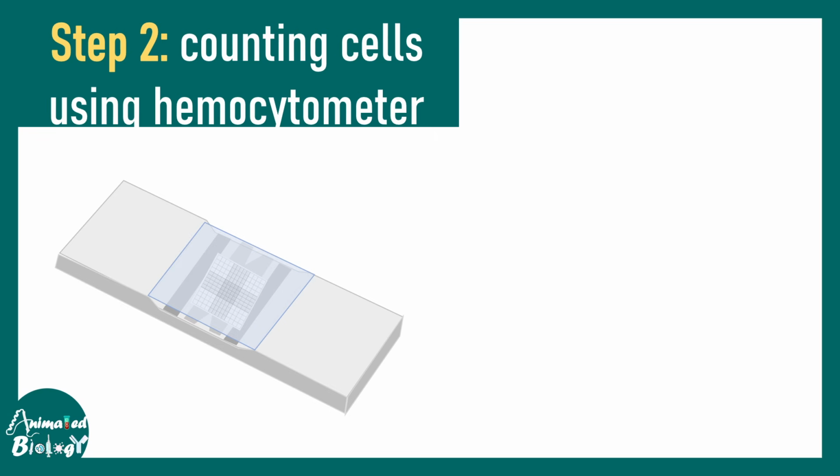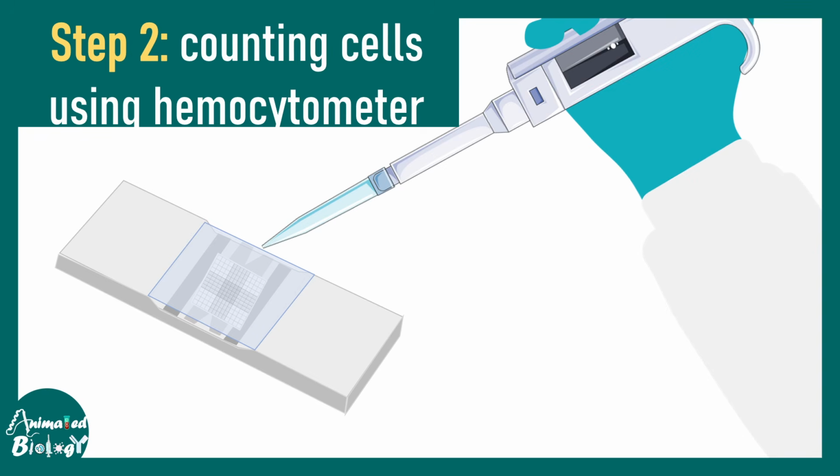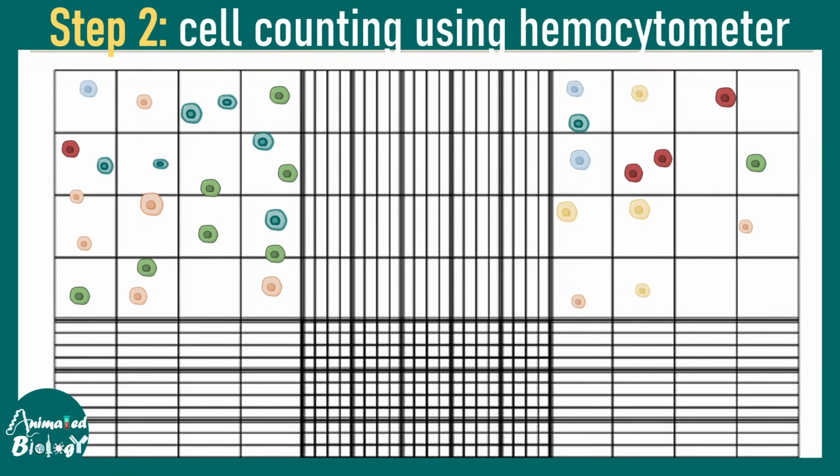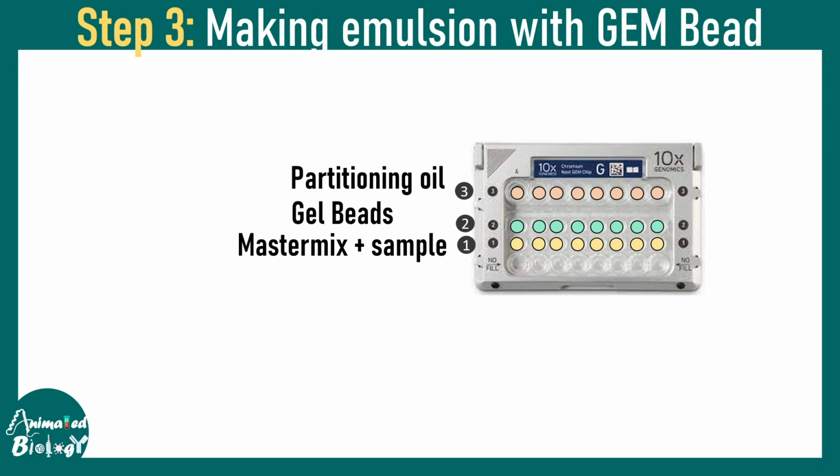Step 2 is to count the cells using a hemocytometer. You can put a small aliquot of cells and count them using the hemocytometer to know how many cells are there in the suspension and what the viability status is. Then there is a specific chip onto which the cells are loaded along with oil and the gel beads. These gel beads are important beads. Basically, they have a specific barcode attached to them.